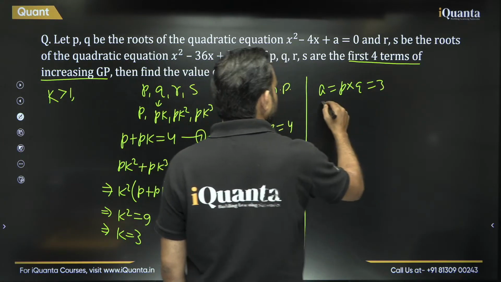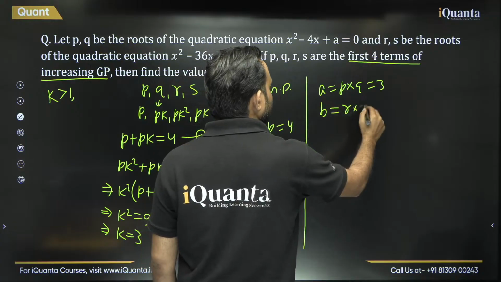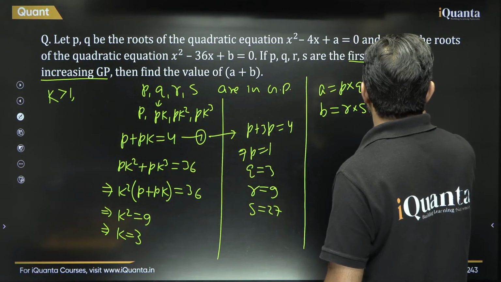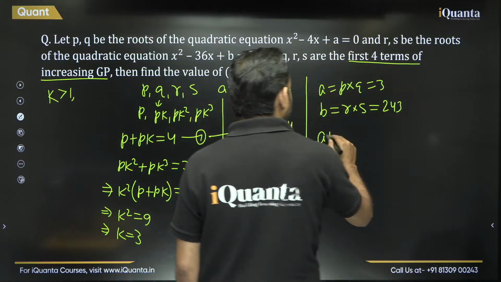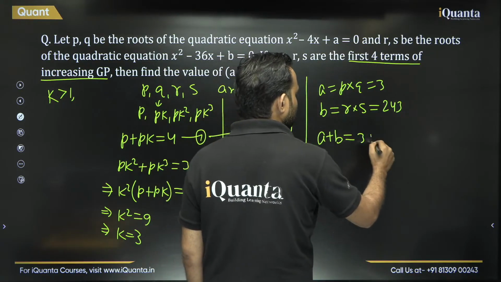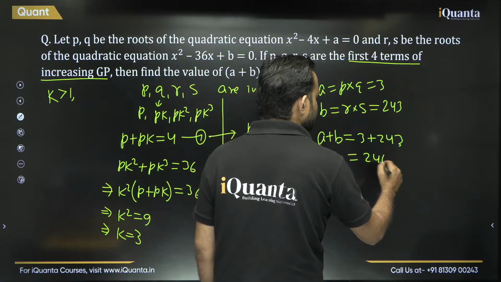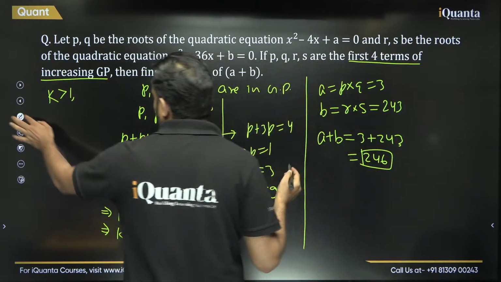This will be 3. B is equal to R into S. That will be equal to 9 into 27, that is 243. So A plus B will be equal to 3 plus 243, that is equal to 246. Okay?